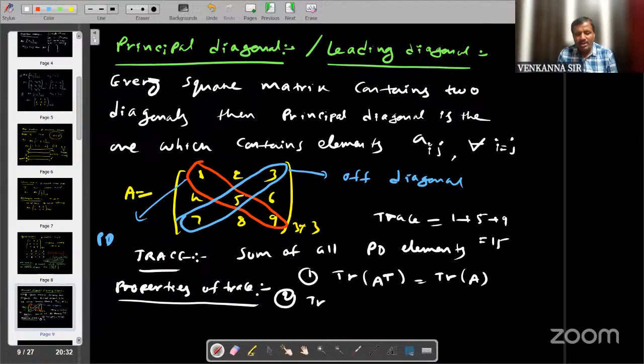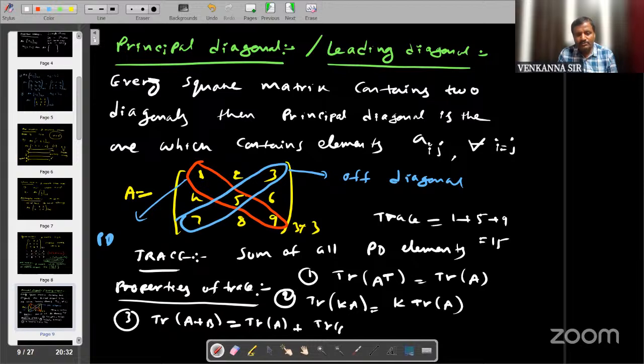Second property, trace of kA equals k times trace of A. Third property, trace of A plus B equals trace of A plus trace of B. Fourth property, trace of A minus B equals trace of A minus trace of B. So all properties are very, very important. You may expect direct questions on properties in the GATE exam.